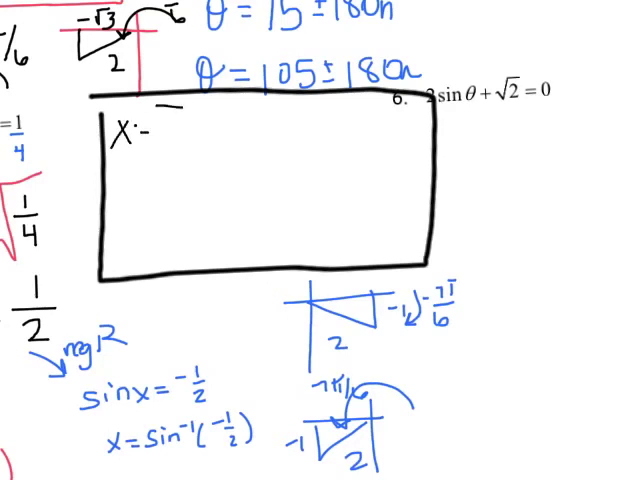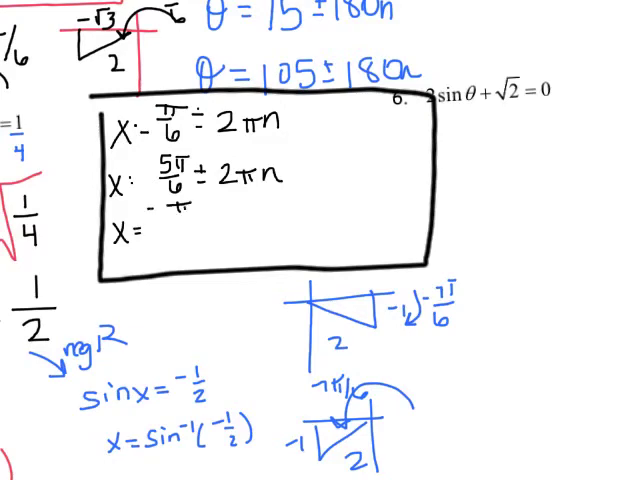So I got pi over 6 plus or minus 2 pi n. I've got 5 pi over 6 plus or minus 2 pi n. I've got negative pi over 6 plus or minus 2 pi n, and 7 pi over 6 plus or minus 2 pi n. And that's it.